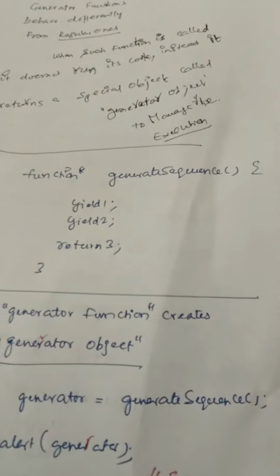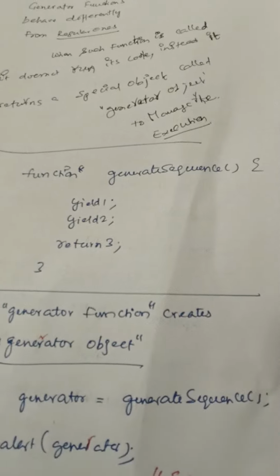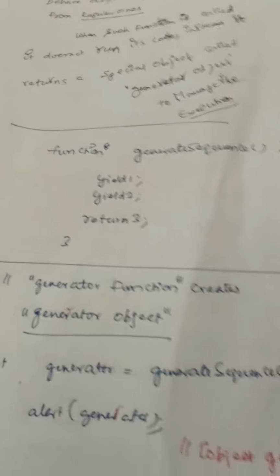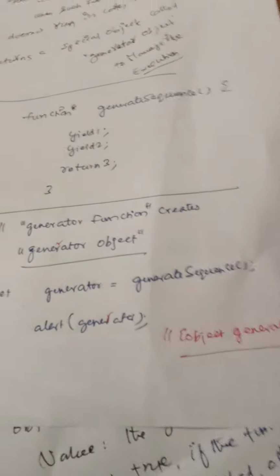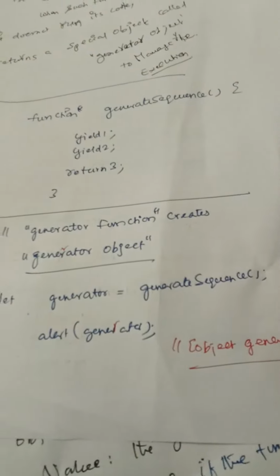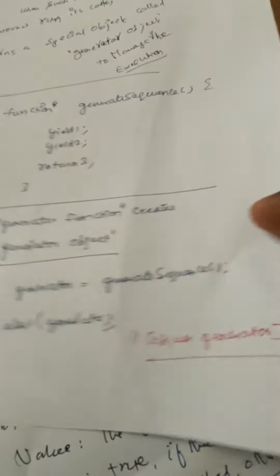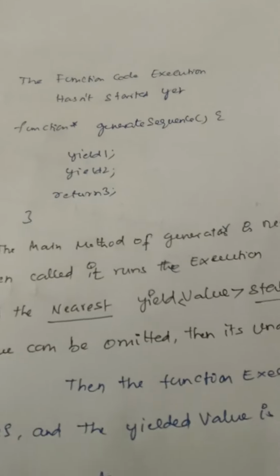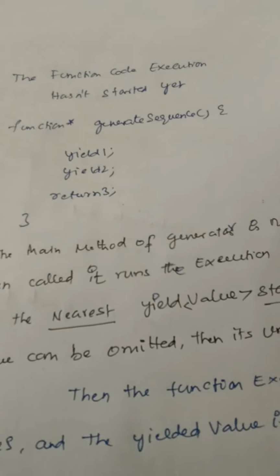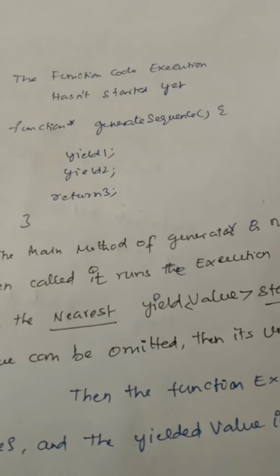If you see this example, function* generatorSequence with yield 1, yield 2, return 3, the generator function creates a generator object. Here, let generator equal generatorSequence, and if you give alert(generator), the output you get is the object, a generator. In this case, the function code execution does not start immediately.